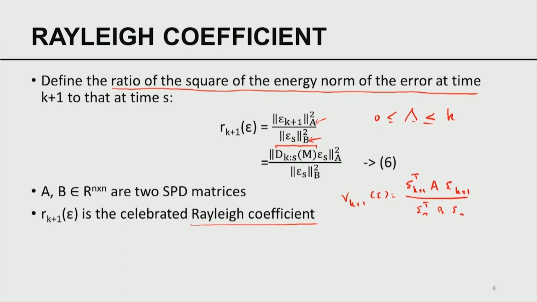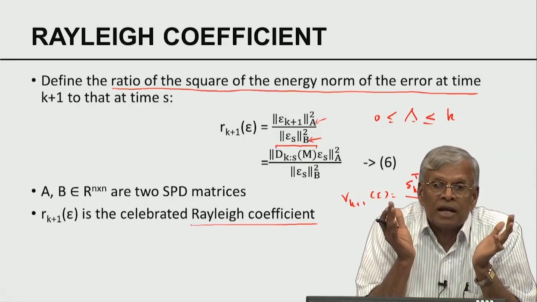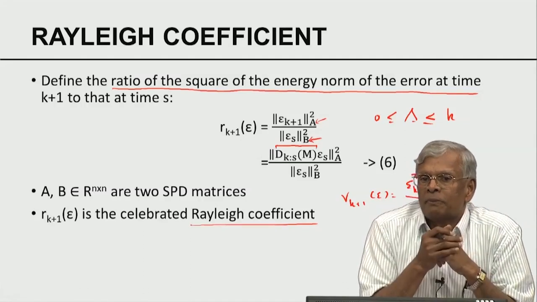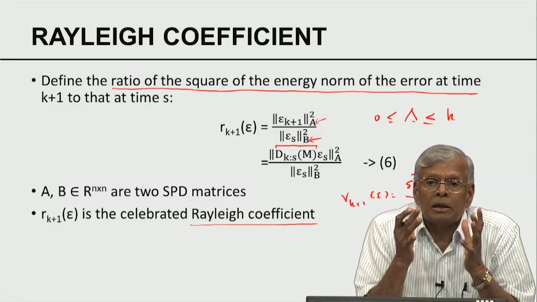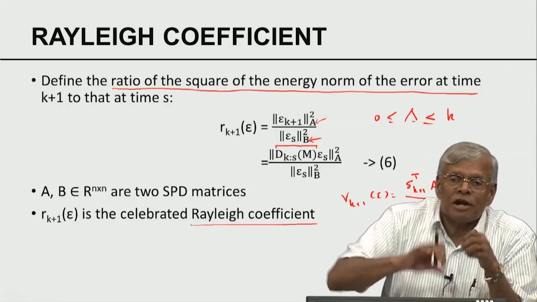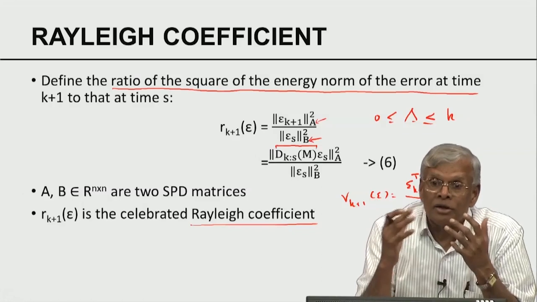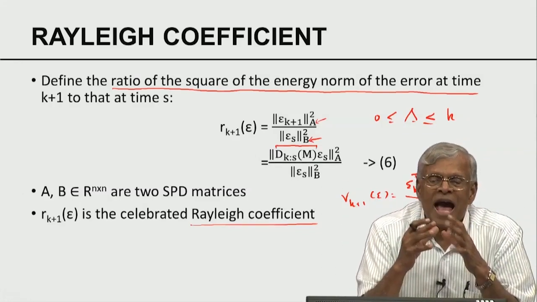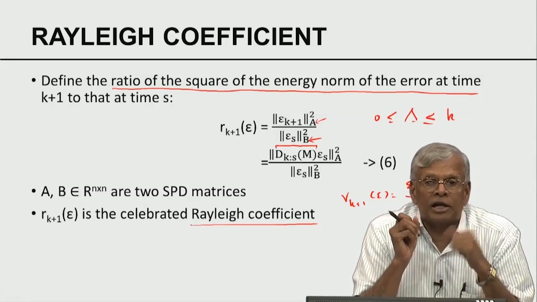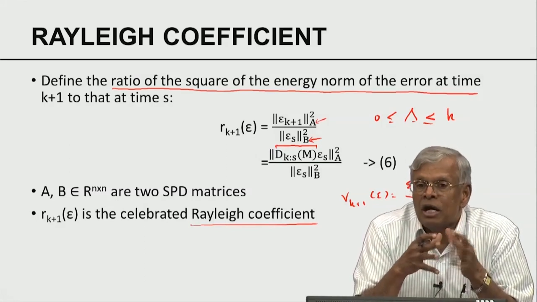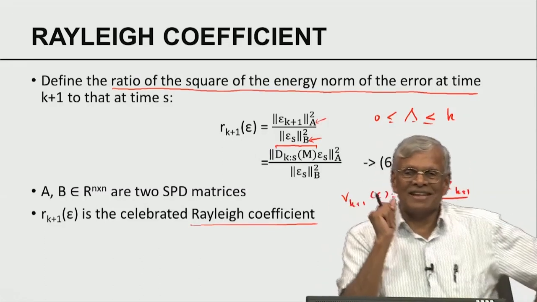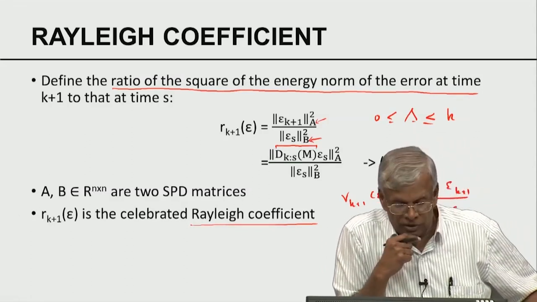Suppose this ratio, which is a scalar, remains less than 1, or small, for all time beyond S. What does it mean? The error doesn't grow. If the error doesn't grow, the predictions are pretty accurate. On the other hand, if this ratio grows in time, the initial errors magnify. Therefore, analysis of the properties of this Rayleigh coefficient, for appropriate choices of energy norms in the numerator and the denominator, provides a very good clue to the quality of the forecast generated by the model. That's the secret of using the Rayleigh coefficient.